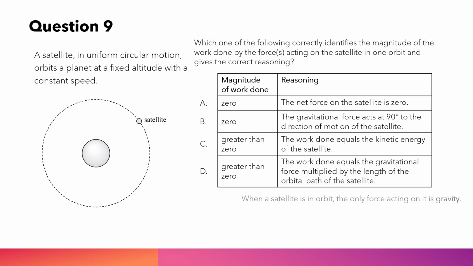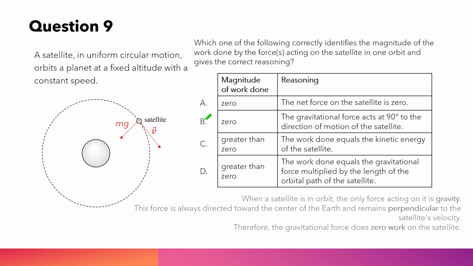When a satellite is in orbit, the only force acting on it is gravity. This force is always directed toward the center of the Earth and remains perpendicular to the satellite's velocity. Therefore, the gravitational force does zero work on the satellite.